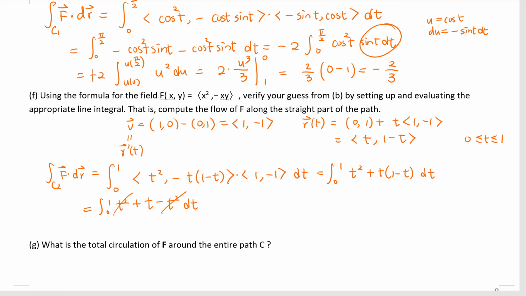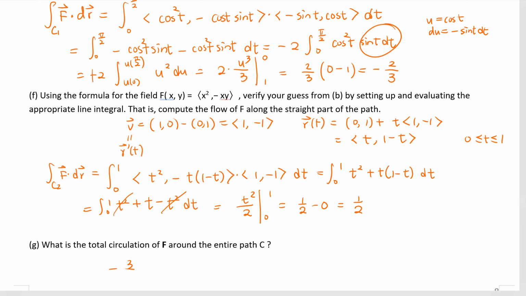So we get t squared plus t minus t squared dt. Well, then the t squared terms cancel. Integral of t is t squared over 2, evaluated from 0 to 1. So we plug in 1, we get 1/2. We plug in 0, we get 0. So the answer is 1/2. You see, it's positive. Now, what is the total circulation?